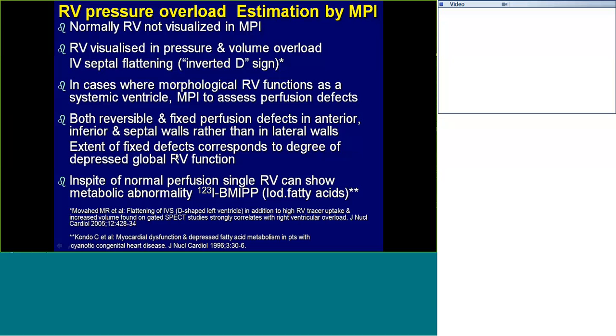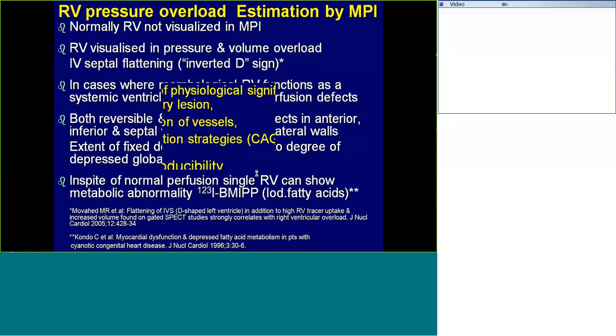Also, you can do first pass radionuclide studies whereby you can exactly calculate the right ventricular and left ventricular ejection fraction, and we can actually assess the global RV function, whether it is depressed or it is normal. So RV pressure and RV overload can be estimated by myocardial perfusion scanning.